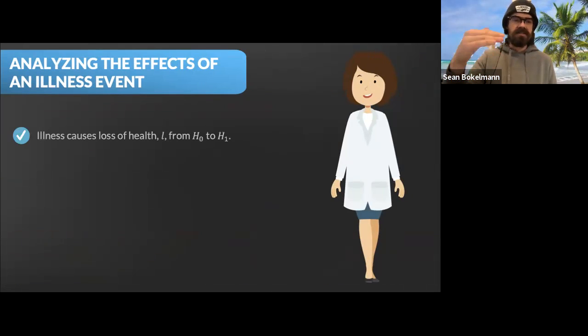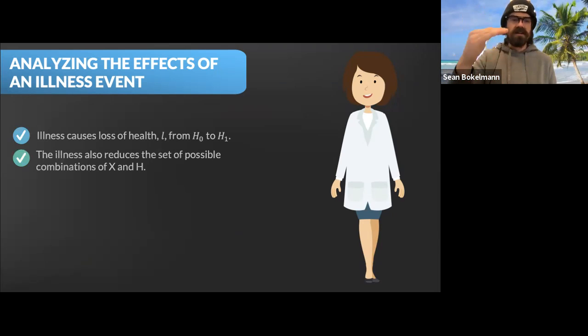Okay, so what we saw is that the illness causes a loss of health, which we could call L. That's the change in health, dropping from H0 to H1. So we saw that. And then we also saw that the illness reduces the set of possible combinations of X and H. That was a shifting in of the production possibilities frontier.